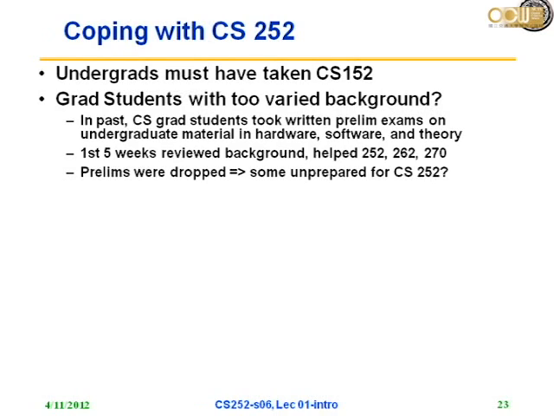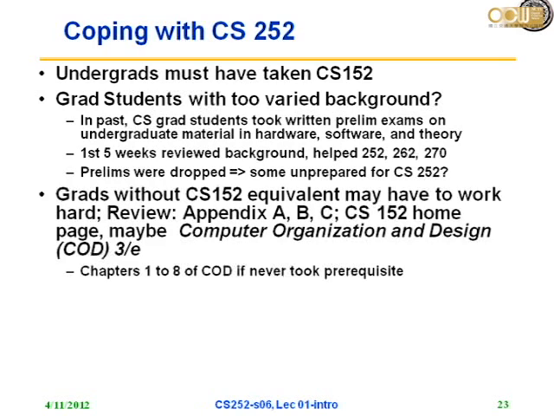So your graduate students coming from different fields or even different countries, you're with varied backgrounds. In the past, CS graduate students took written problem prelim exams on undergraduate material in hardware, software, and theory. So first 5 weeks, we'll review background. And prelims, we don't have it here. But prelims may be important for you to validate that you're ready for this course. It tells you if you're prepared for this course or not.